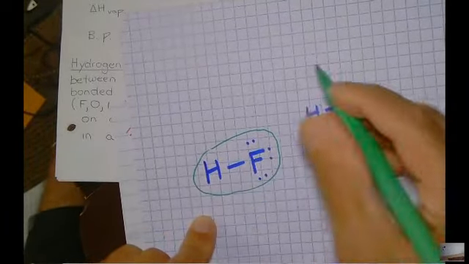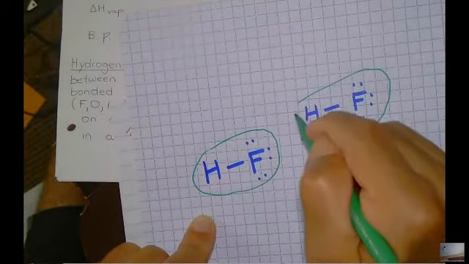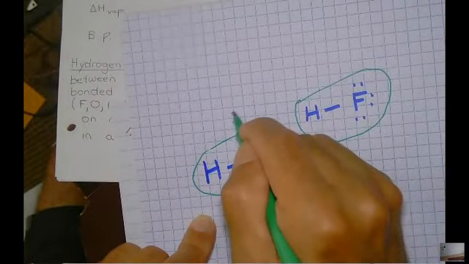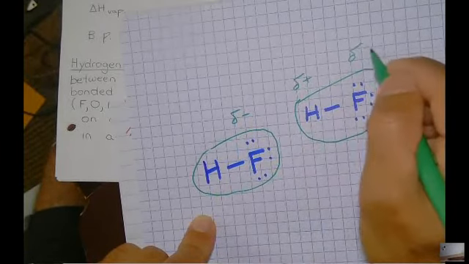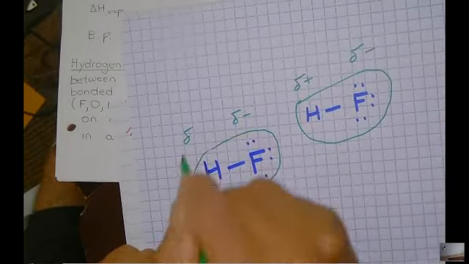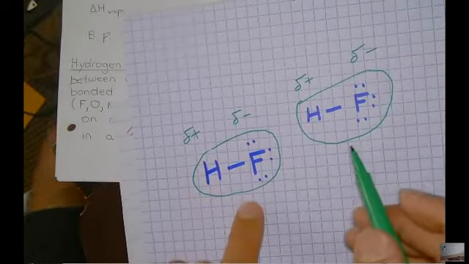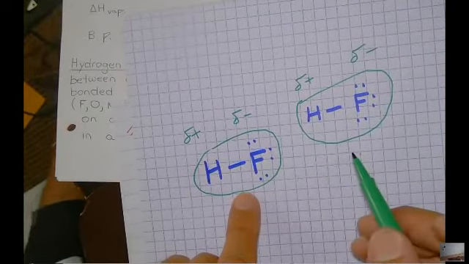Here's one distinct molecule. Here's another distinct molecule. Right? This is the negative side. This is the positive side. This is the negative side. This is the positive side. If we stopped right here, we'd call this dipole-dipole.